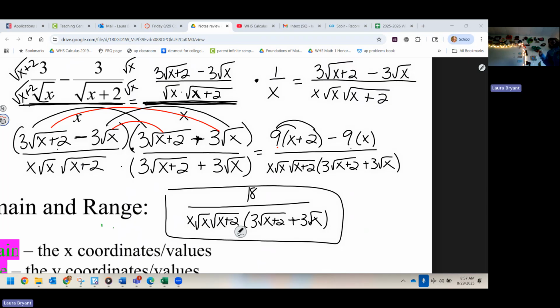Okay, questions on those 3 problems. So that's common denominator and conjugate, which are going to be strategies that we're going to use for limits when we come back on Tuesday.